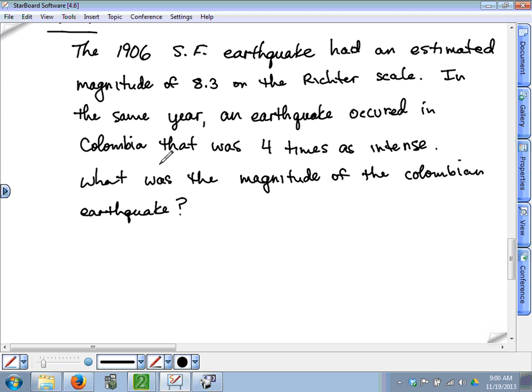Okay, so let's do San Francisco right over here. The magnitude of the San Francisco earthquake was 8.3, and according to the Richter scale, that's equal to the log of I over S. We don't know the intensity, and it doesn't matter what the intensity of a standard one is.